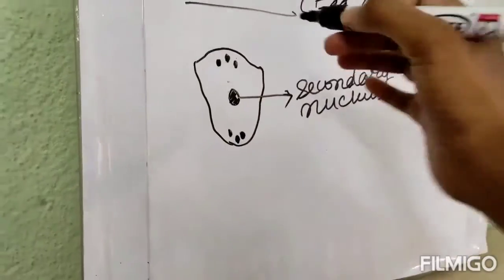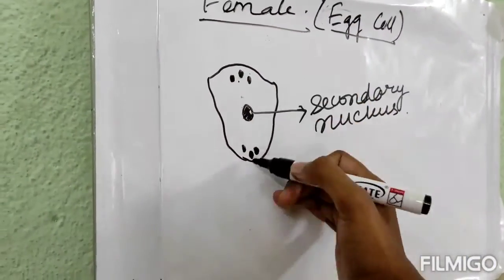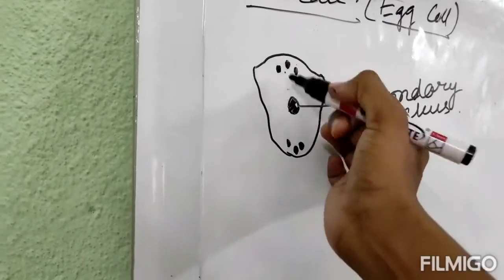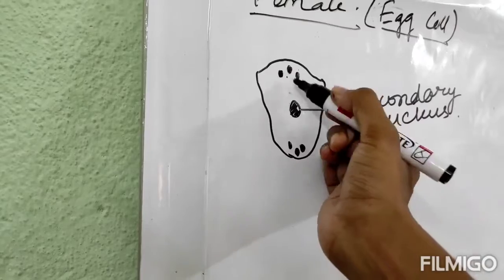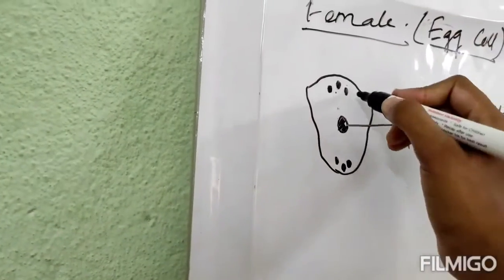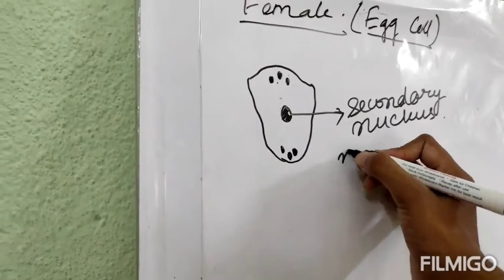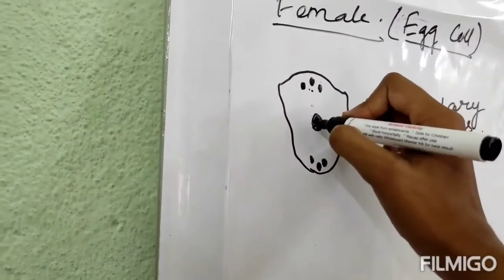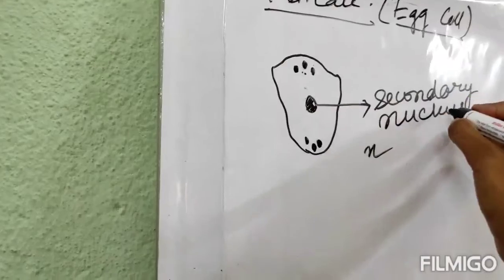Now, remaining over here are three nuclei. Now you just tell me, all these are haploid nuclei. Okay, all these three and the other one, those that came and formed the secondary nucleus, are all haploid. So haploid means what? N. The chromosome number is N. So one N from here and one N from here together form the secondary nucleus.